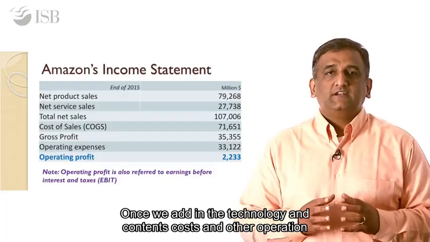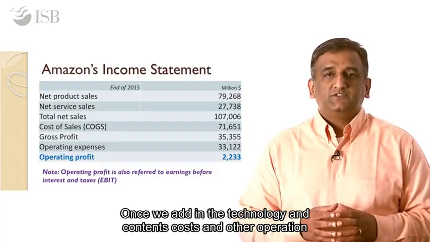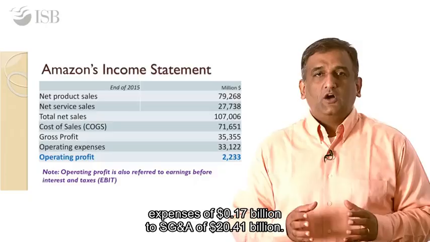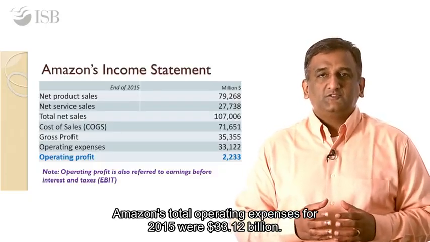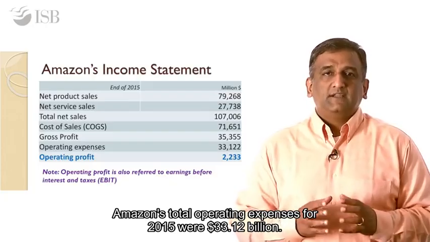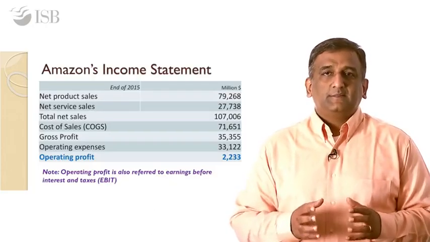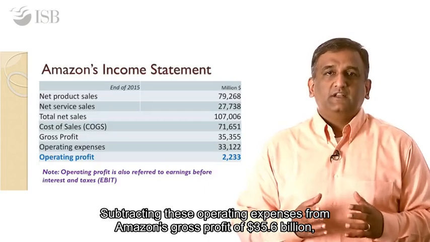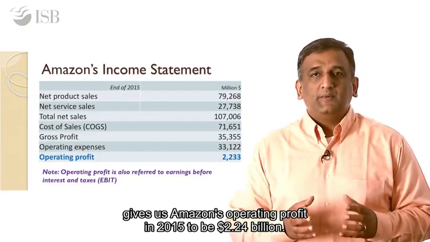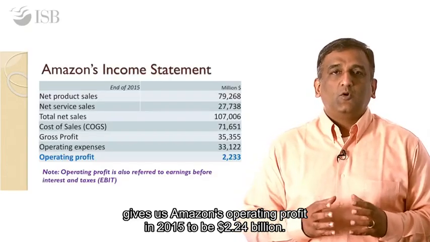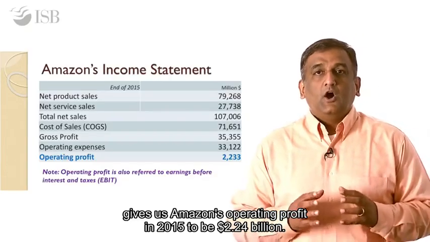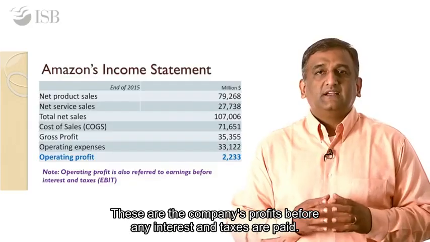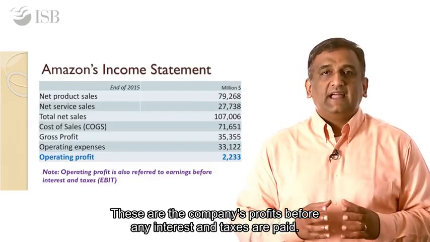Once we add in the technology and content costs and other operation expenses of $0.17 billion to SG&A of $20.41 billion, Amazon's total operating expenses for 2015 were $33.12 billion. Subtracting these operating expenses from Amazon's gross profit of $35.36 billion gives us Amazon's operating profit in 2015 to be $2.24 billion. Operating profit is also referred to as earnings before interest and taxes. These are the company's profits before any interest and taxes are paid.